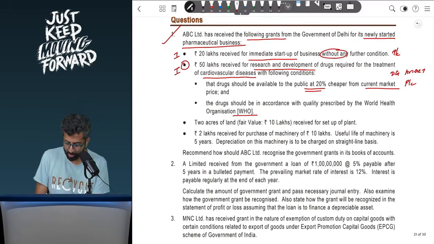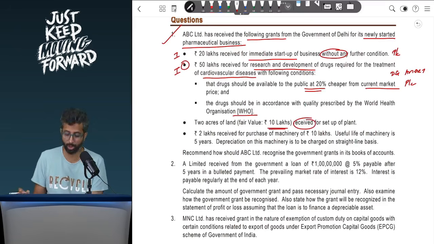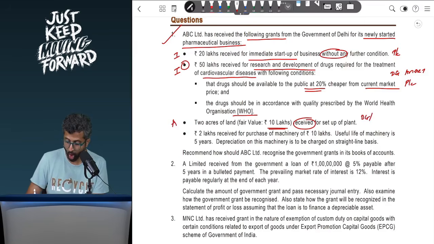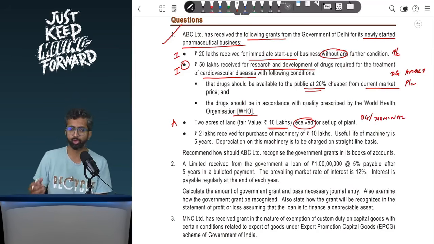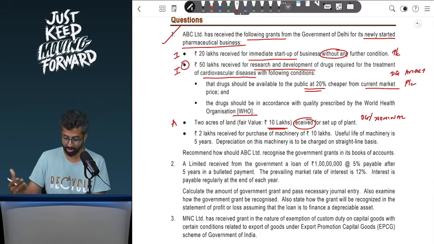Third, 2 acres of land whose fair value is 10 lakhs was received for setup of a plant. So this seems to be received free of cost, in which case this is a grant linked to asset, and this can either be taken against the deferred grant account or it can be reduced from the value of the asset, in which case the asset will become 0, and you will have to show it at nominal value. So if I decide to show the net method, I'll have to show the land at nominal value, and if I decide to show the deferred grant method, then I can show this entire 10 lakhs within the deferred grant balance.